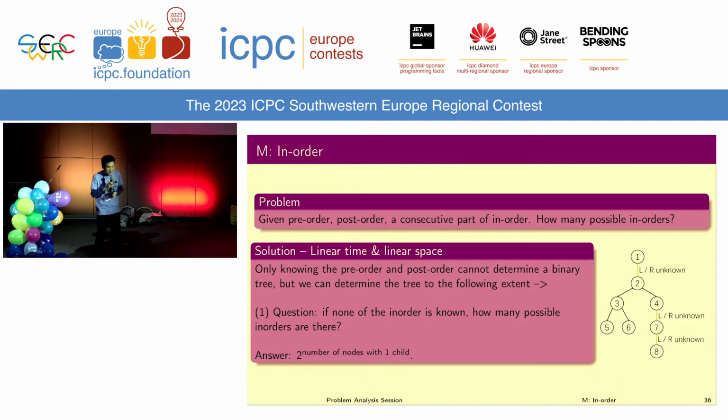So the first subtask is: if none of the in-order is known, how many possible in-orders are there? The answer is simple because we see the green links, or these unknowns, are two possibilities each. So it's 2 to the power of the number of nodes with one child.